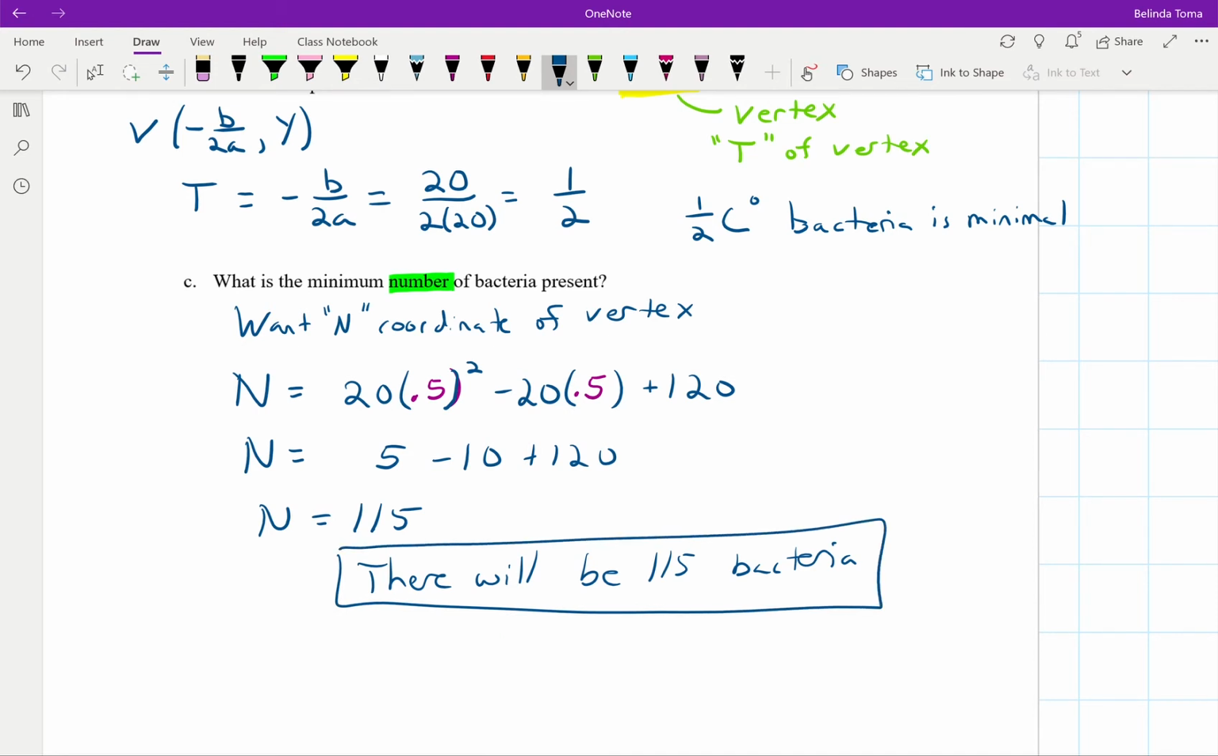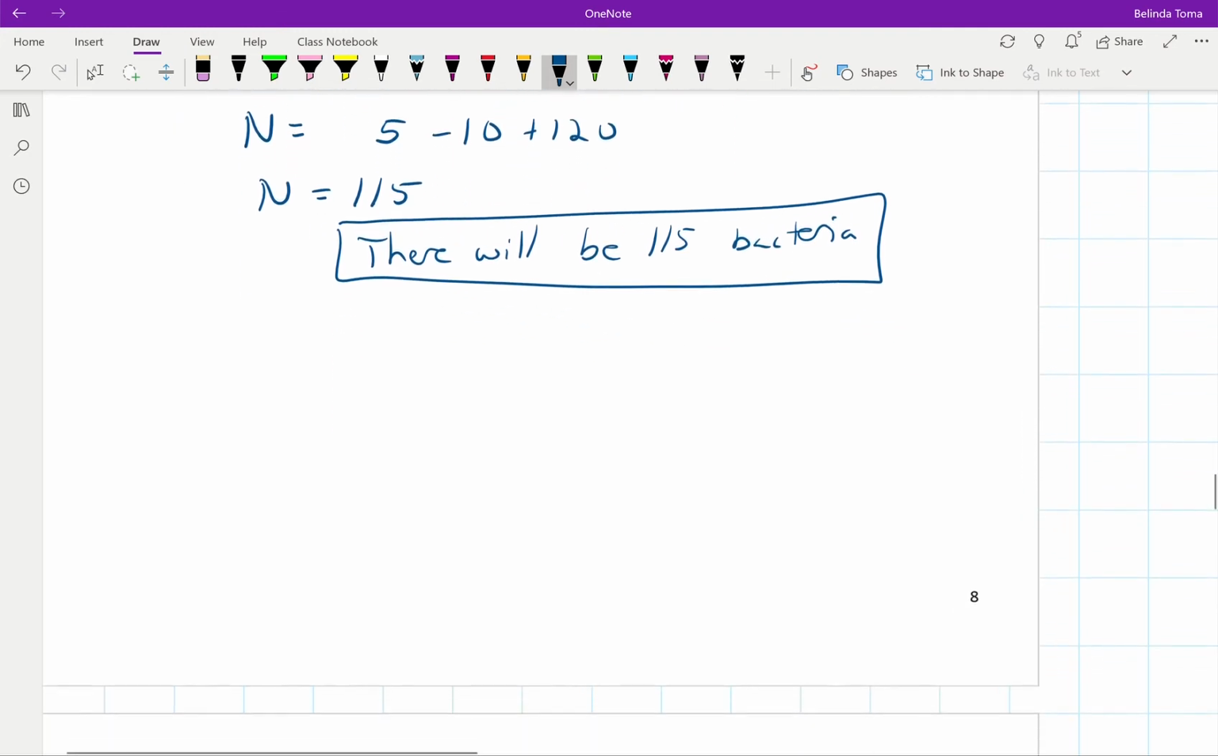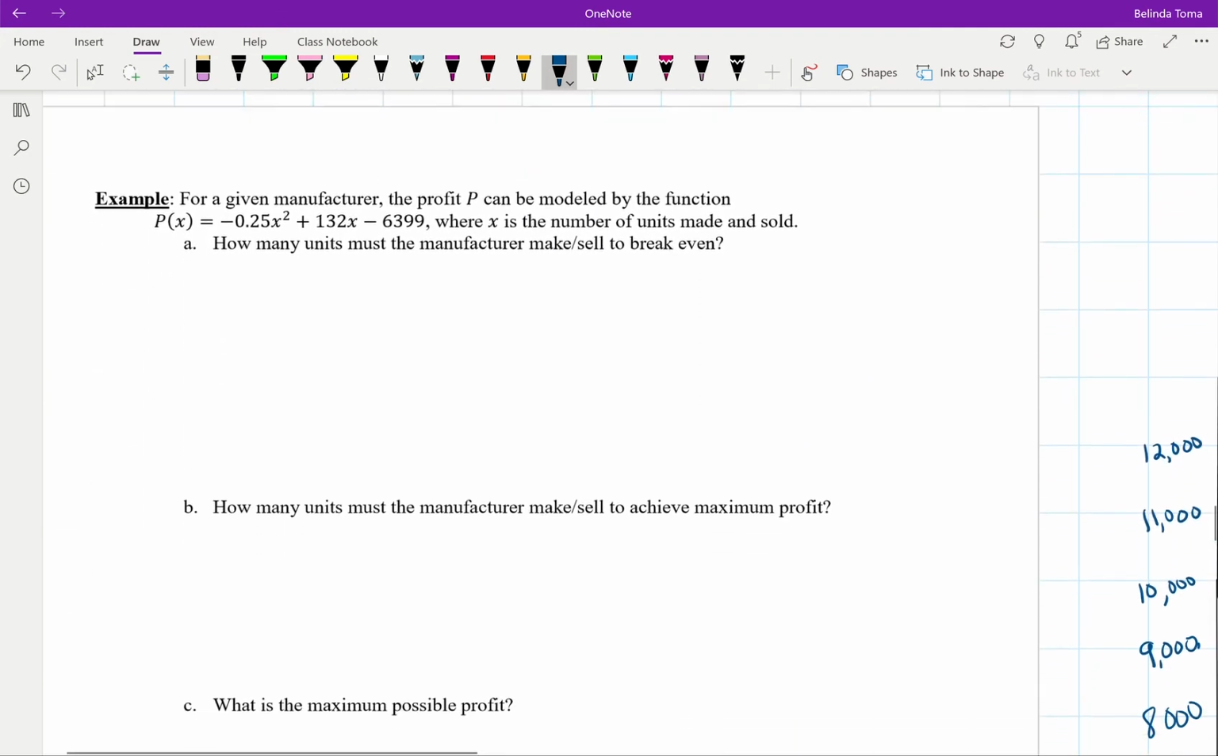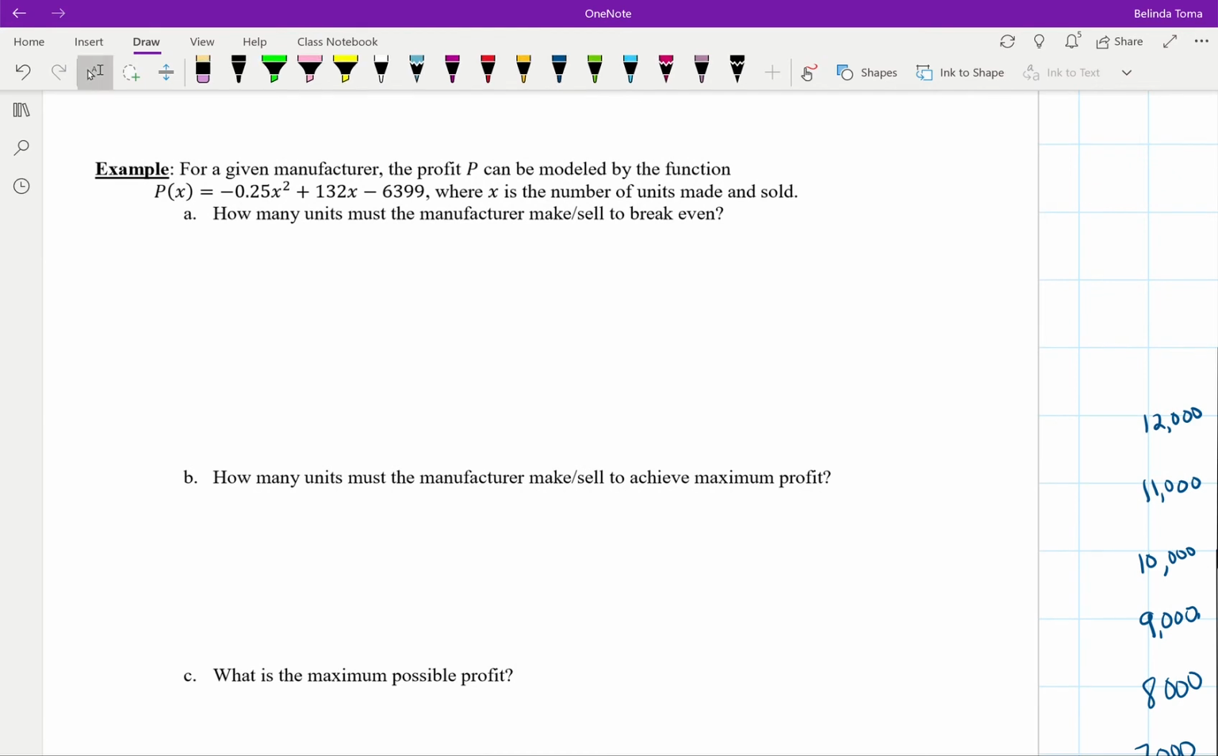All right. So that is our first example. Now in our second example, we're going to look at a profit model, which is very common for quadratic functions. So this model is telling us that the profit P can be modeled by this function. P of x is equal to negative 0.25x squared plus 132x minus 6,399. So x is the number of units made and sold.